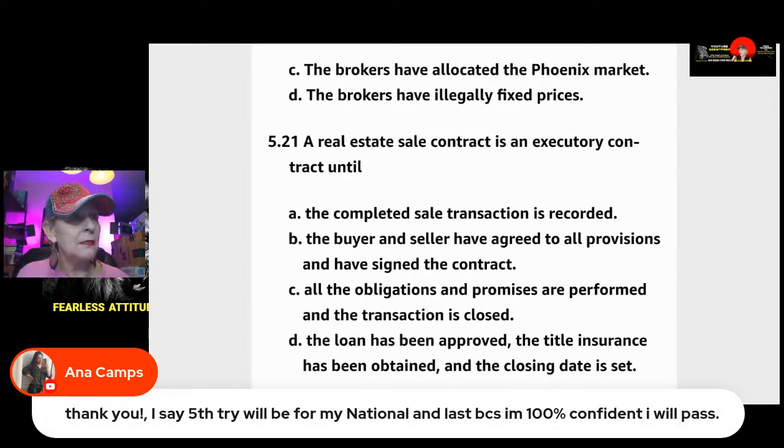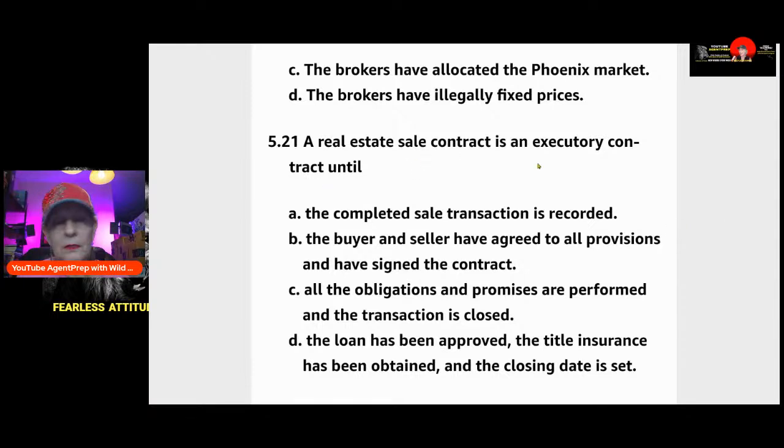So let's see. Number 21, and I'll come back to that. A real estate sales contract is an executory contract until, what's executory? A, the complete sale transaction is recorded. B, the buyer and seller have agreed to all provisions and have signed the contract. C, all the obligations and promises are performed and the transaction is closed. Or D, the loan has been approved, the title insurance has been obtained, and the closing date is set. So what is executory? An executory contract.